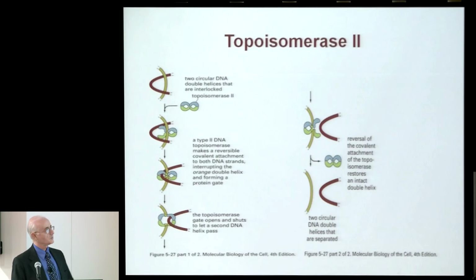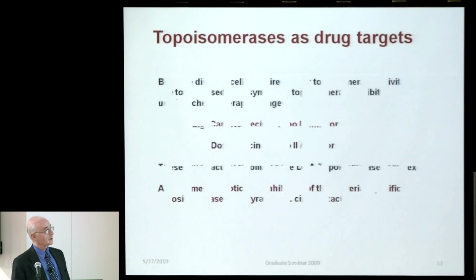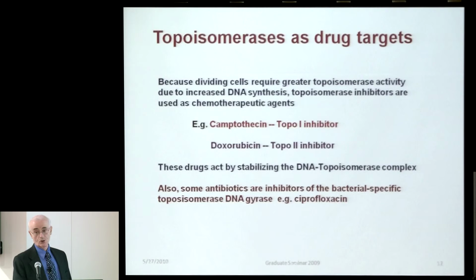So this is the major one that those of you studying biochemistry are usually dealing with. Topoisomerase, I use it as a drug target. Why? Topoisomerase is a good drug target because dividing cells require greater topoisomerase activity due to the increased DNA synthesis. So topoisomerase is the most important enzyme in DNA synthesis.